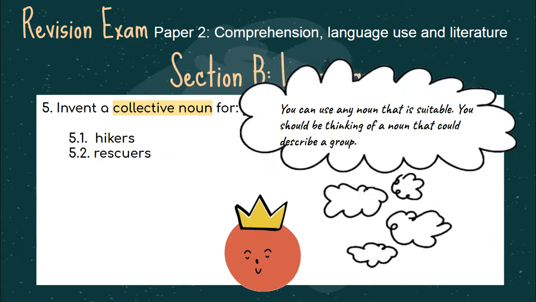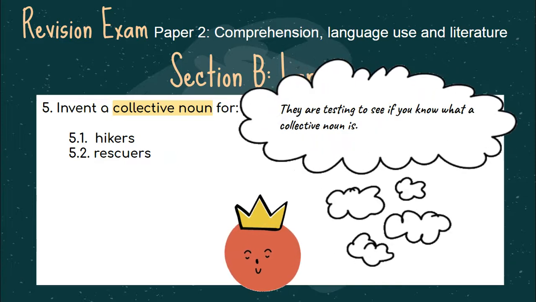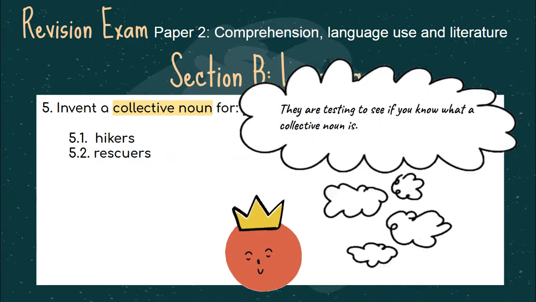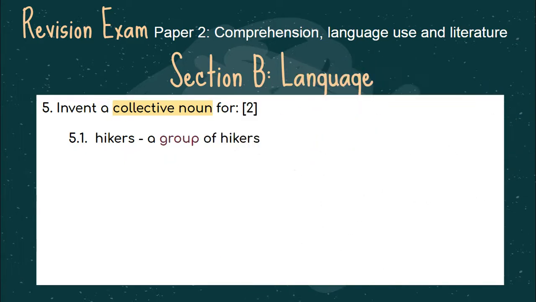So something that you think would describe that particular group. They're actually just testing to see if you know what a collective noun is. So it's best if you write it in a little phrase as opposed to just one word. So for example, a collective noun for hikers could be a group of hikers. You could have said something like a trail of hikers or a tour of hikers.